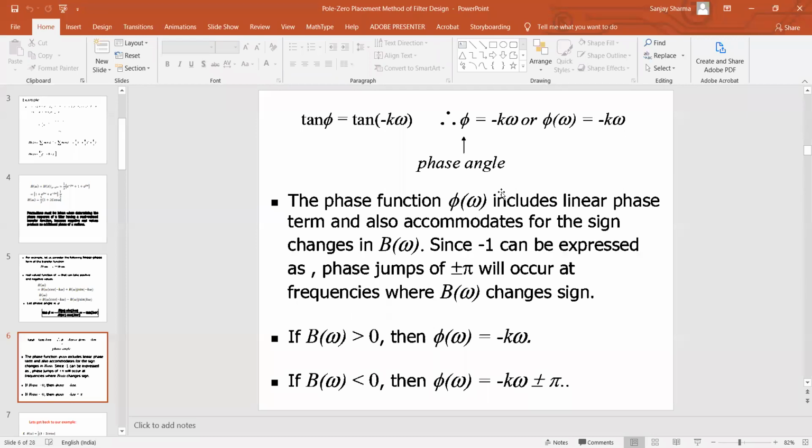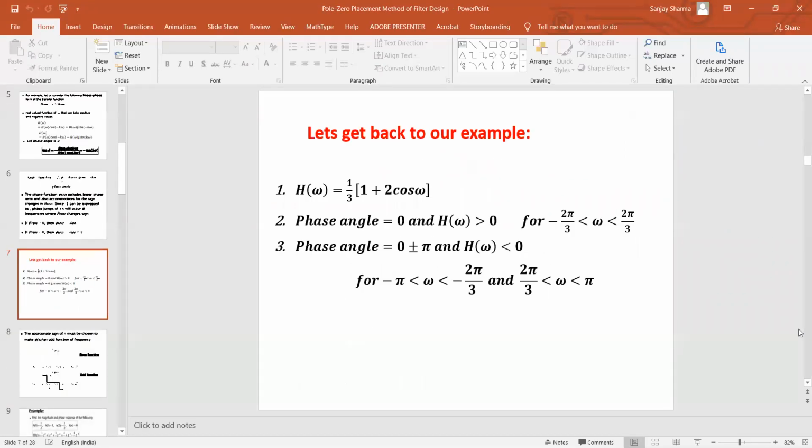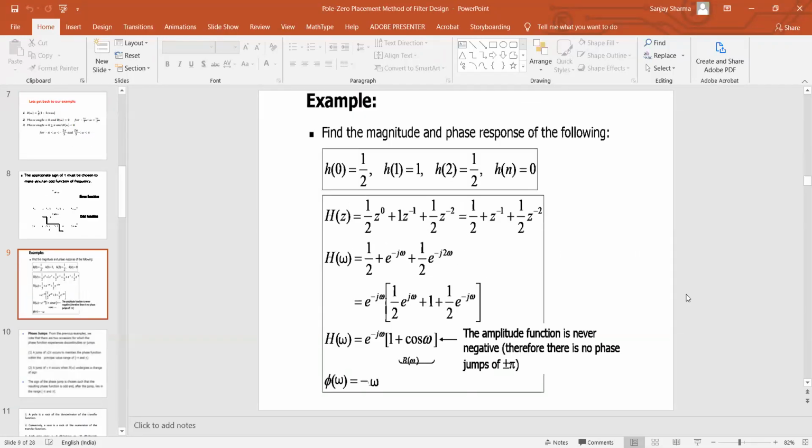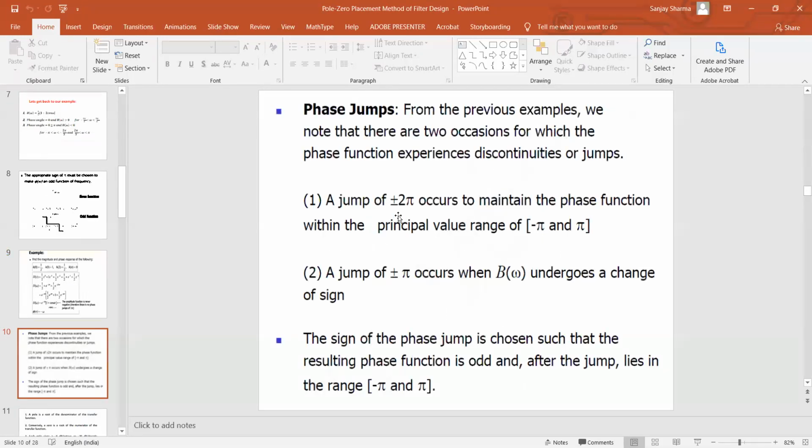So while determining the phase of a system, number one, the phase will directly come from the frequency response. Second, you have to make an adjustment for the magnitude part. If it is -1, you have to make an adjustment of plus pi or minus pi, to keep the phase response an odd function. And there will be a third adjustment that you will have to make. I will come to the explanation of the third. Yes, you have to make the third adjustment also.